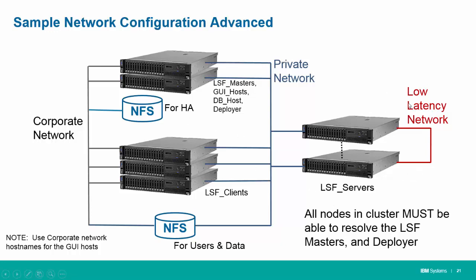You may also have a more advanced network configuration like this, where you have perhaps multiple networks, so a low latency network, say for MPI or with InfiniBand, and you might have the LSF servers connected to that. Then you might have a private network where all the workload gets submitted and flows through, and then maybe a corporate network where the users actually reside. One note there, in a configuration like this, the GUI hosts have to be accessible on the corporate network, so you should use the name on the corporate network for those GUI hosts when you're building the configuration. And you'll see that in another video when we actually do the install.